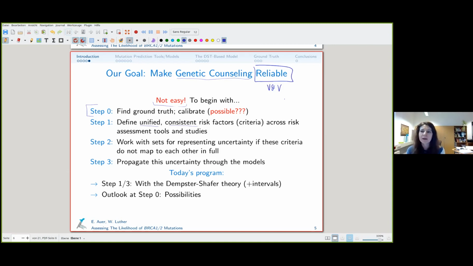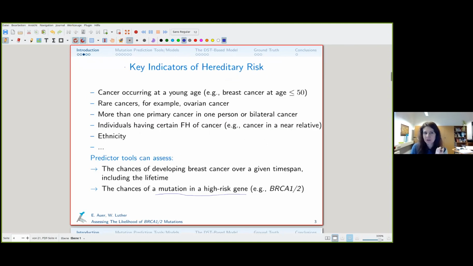Those mathematical models are validated somehow, but still you don't know how to incorporate them into the genetic counseling process. One way to formulate this wish list is to take a look at these criteria, the key indicators. We need differentiated information on all of those key indicators I mentioned later in my talk, such as origin, ethnicity, and so on.